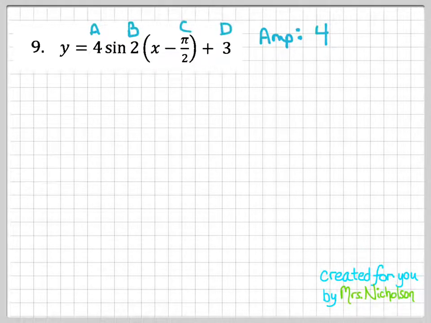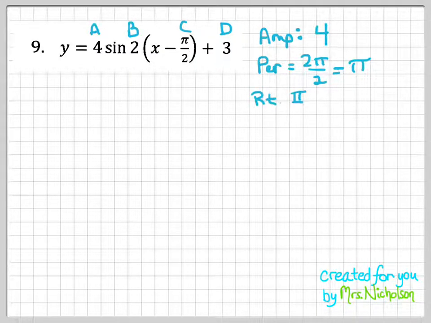I'll label them all. I have a period change. Period is going to be 2 pi divided by 2, which again is pi. I've got a horizontal shift. Since it's minus, we're shifting to the right, pi over 2. And I have a vertical shift up 3.